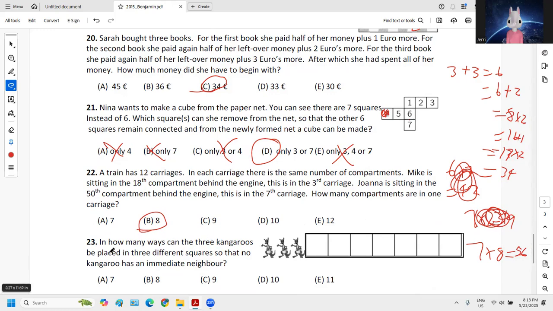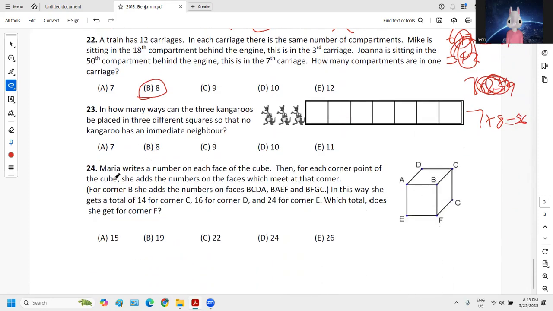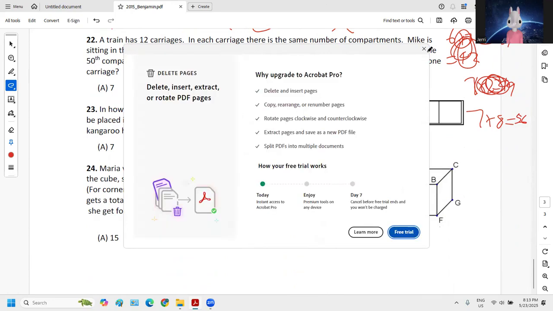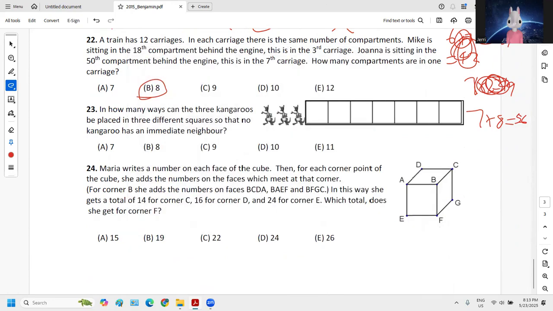Question number 23. How many ways can 3 kangaroos be placed in 3 different squares so that no kangaroo is an immediate neighbor? So first, we can do 1 here, here, and here.